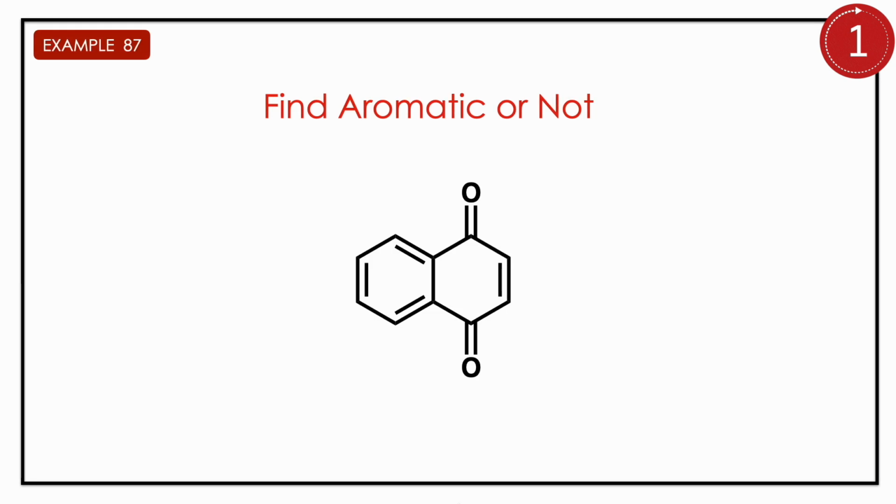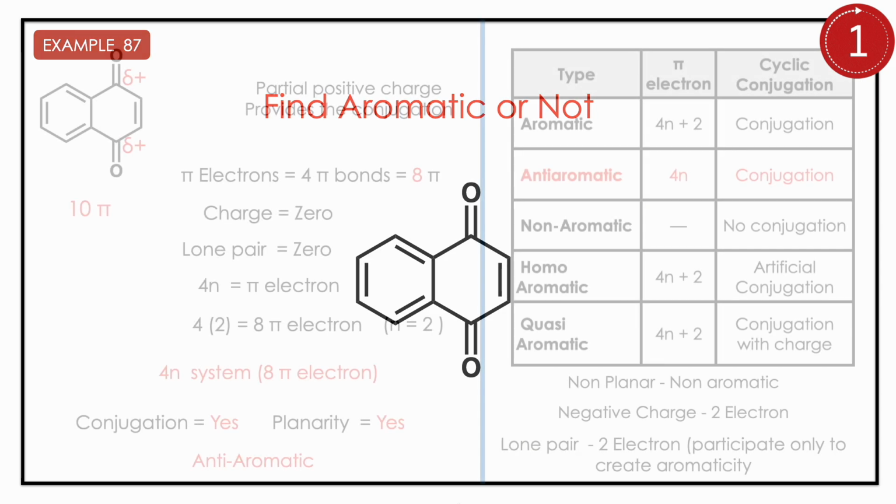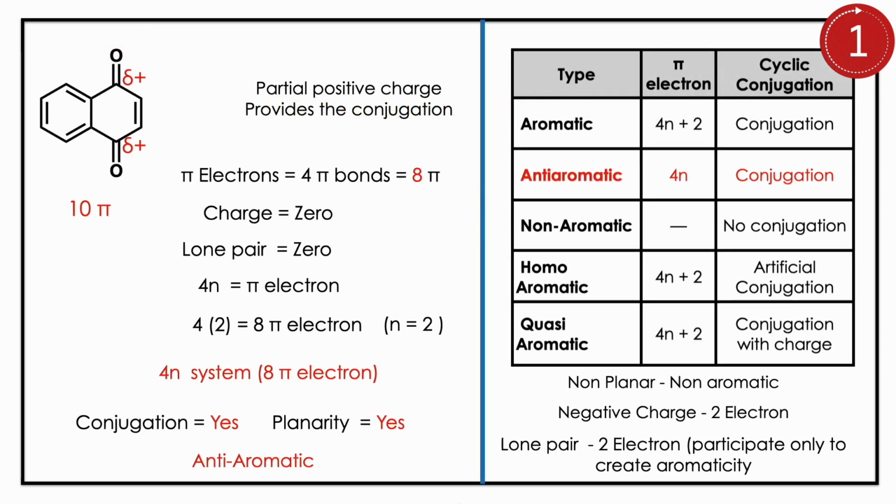Then the next example. Here you have benzene fused with cyclohexene dione. We should find whether the given compound is aromatic or not. Here you have carbonyl. The carbonyl carbon has a partial positive charge because of the electronegative oxygen. The partial positive charge can help the delocalization. So if you count the pi bonds, totally 4 pi bonds which gives 8 pi electrons.